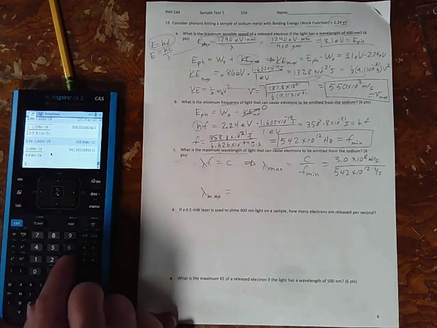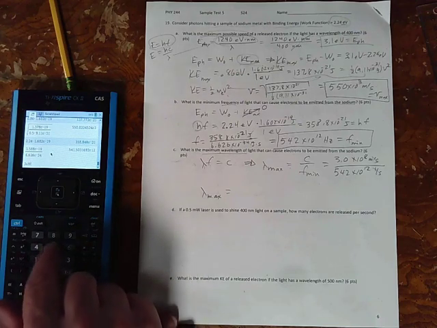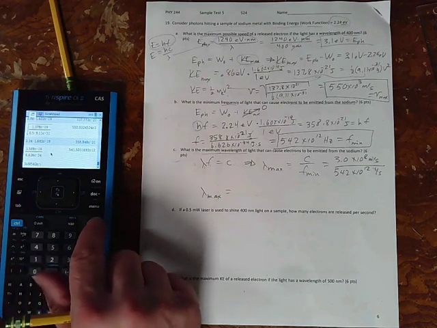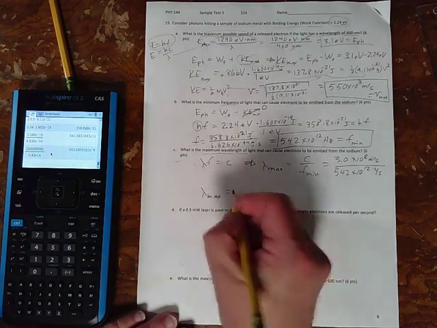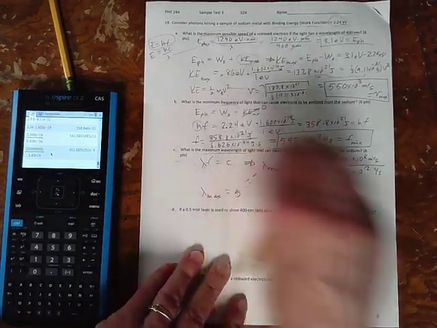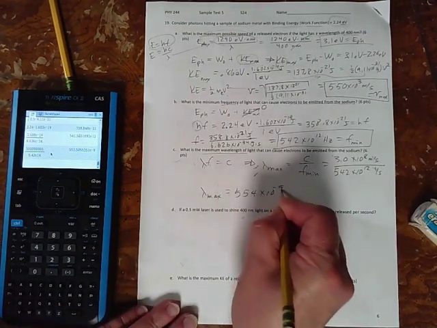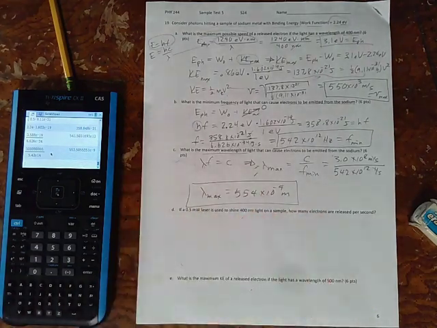Lambda max is 3 times 10 to the 8th divided by 542 times 10 to the, oops, not negative, 10 to the 12th. That's 554 times 10 to the negative 9 meters. 554 nanometers. That's good.